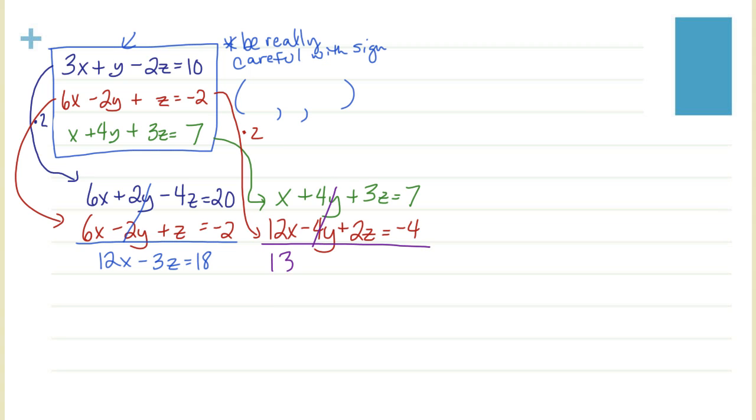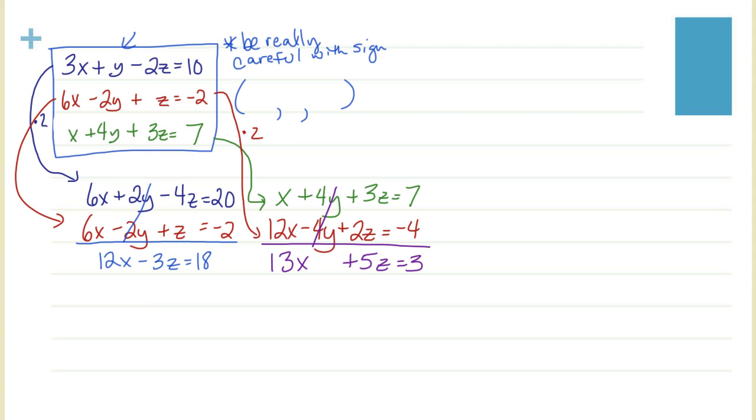Now I've got 13x plus 5z equals 3. So now I just have two equations, two of them, so I can solve that. At this point, I could use substitution, elimination, Cramer's rule. Probably wouldn't want to graph it, wouldn't be real accurate. But I'm going to continue with elimination.